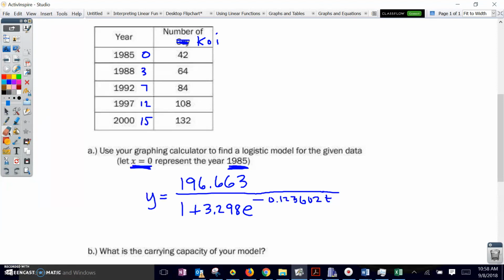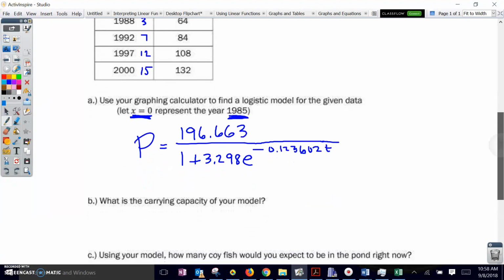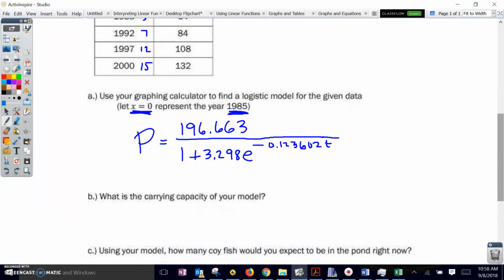You know what? I'm going to replace this y here with a p, since this represents the population. And there's my logistic growth model. And now I'm going to use that to answer the questions that I'm given. First, what's the carrying capacity of our model? We're going to say it's 196.663, since that's our m value, which we see right here.